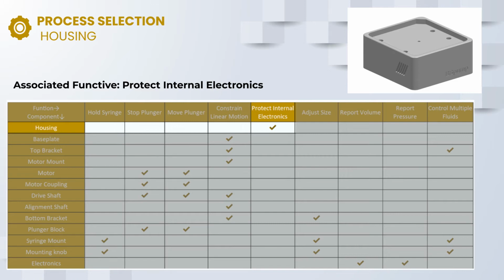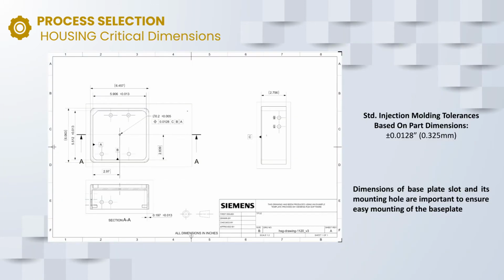The main function of the housing is to protect the internal electronics. Here are the major dimensions of the housing. The manufacturing tolerance of 0.0128 inches was standard for injection molding tolerances based on the current part dimensions. The most critical dimensions are the slot size and mounting hole location for the base plate to ensure it's easily mounted and secured to the housing.